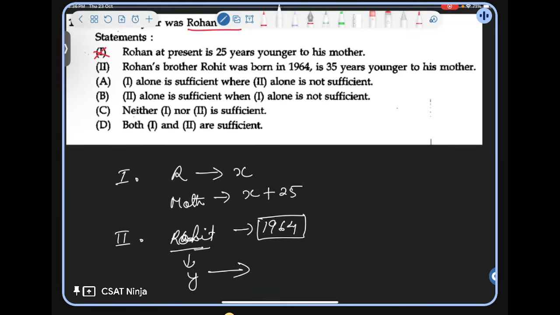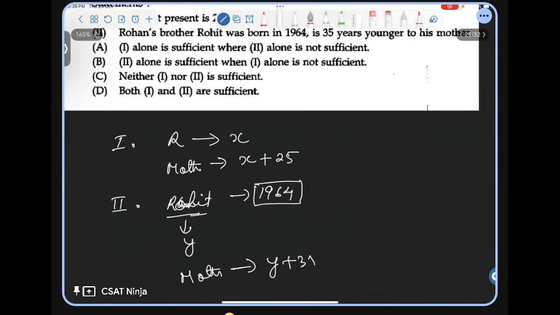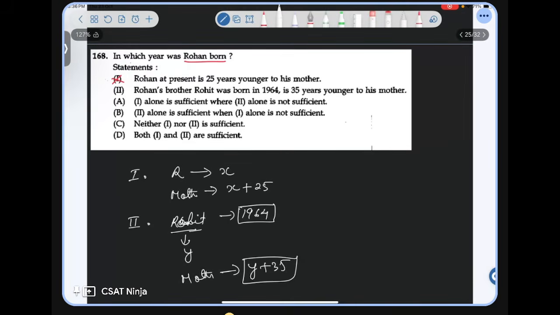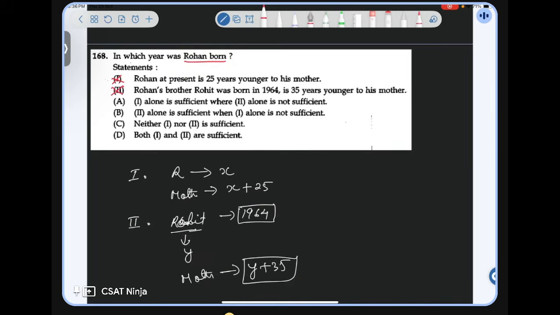Rohit is 35 years younger than his mother, which means the mother's age will be Y plus 35, because the mother will be 35 years older than Rohit. But you look here, statement number 2 alone is also not sufficient to answer, because of course we know Rohit, we know the mother, but we also need to find Rohan, and there's no mention of Rohan here. So statement number 2 alone is also not sufficient. So shall we eliminate some options? Statement 1 alone is not sufficient, and statement 2 alone is not sufficient either.